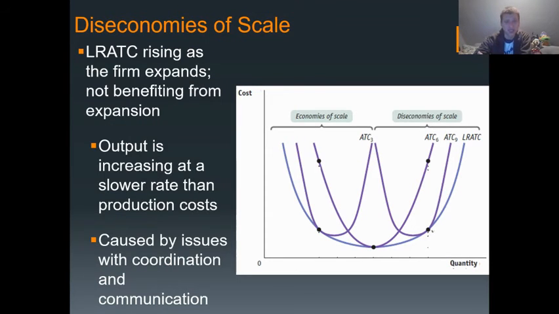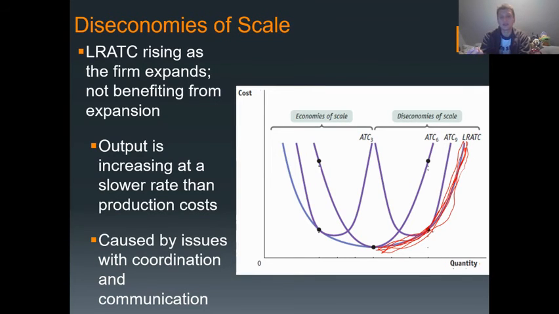For diseconomies of scale, that's the other portion. That's the upward sloping portion of your LRATC. And once again, sometimes you'll see the same concept applied to your short run ATC. This is when you're no longer benefiting from expansion in terms of keeping your costs low. It still might be profitable for you to be in the diseconomies of scale portion of your LRATC. It still might be profitable and preferable to do that. But in terms of your costs, they will be rising. And that's because now output is increasing at a slower rate than production costs.